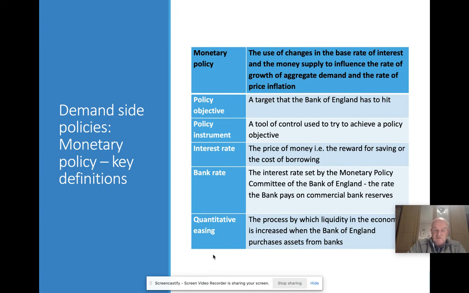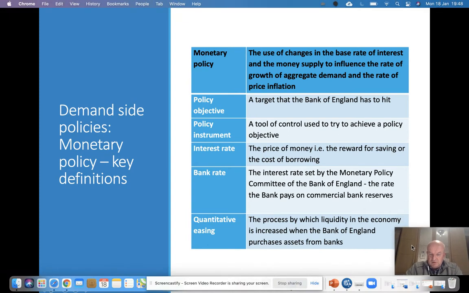Okay, so there's some definitions included there. They are also in your booklets on page 26. So I'm not going to go through each one in detail, but they are all clear definitions explaining something about monetary policy through to interest rates and bank rates, what a policy objective is and what a policy instrument is, but also there's a mention there of quantitative easing, and that's something that we'll come back to and talk about in a bit more detail as we go through this presentation.